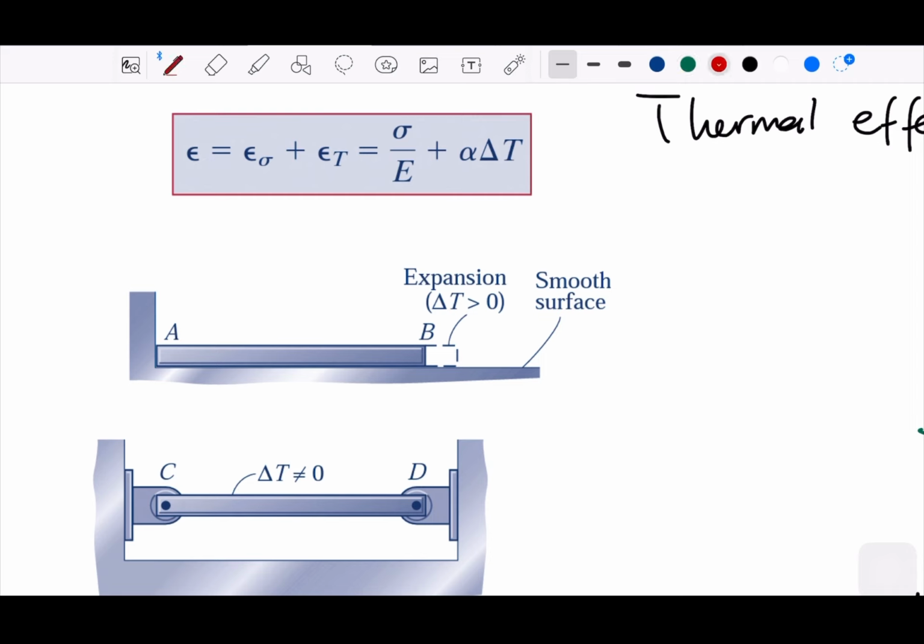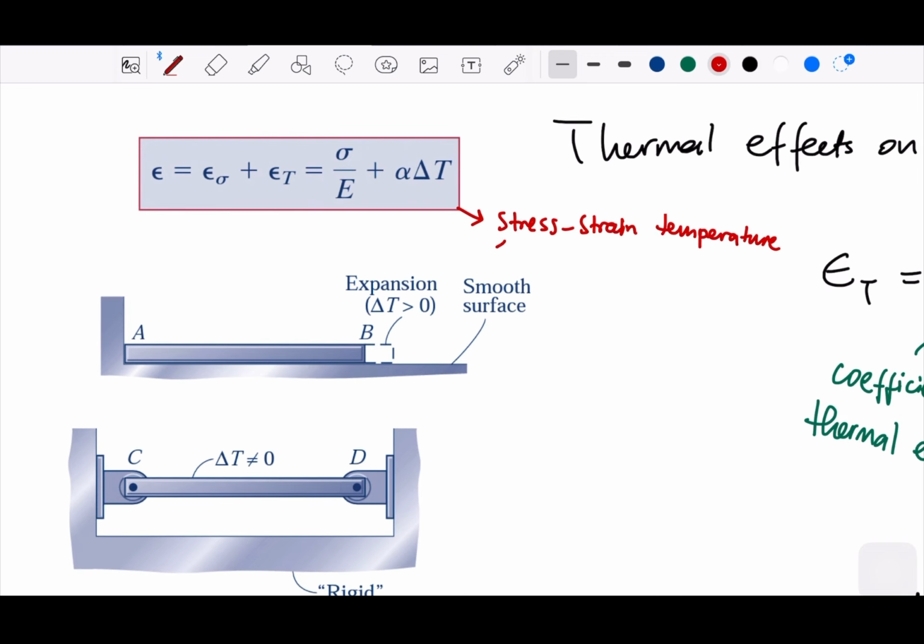And these equations, the above equations, we call this, let me write first, stress strain temperature equation for axial deformation that is linearly elastic.